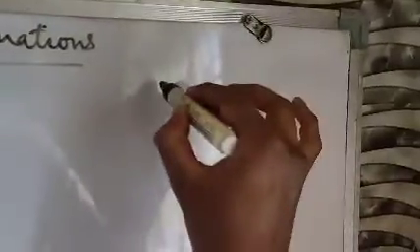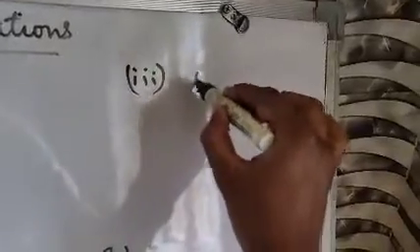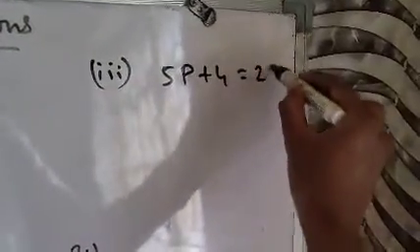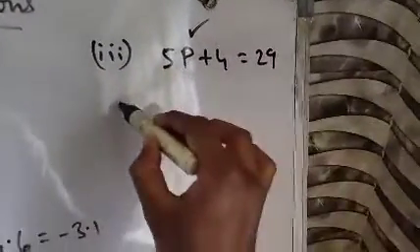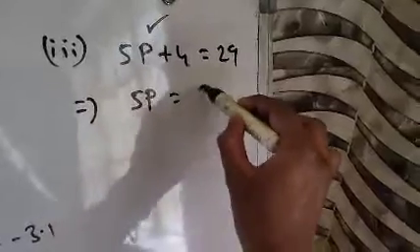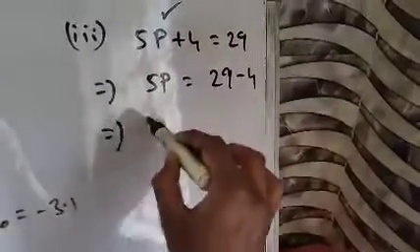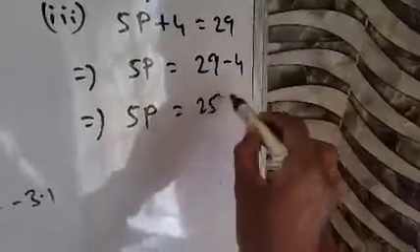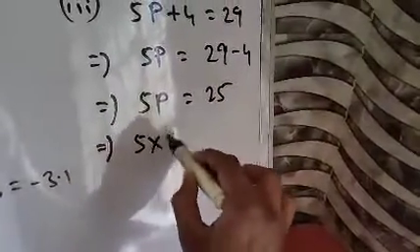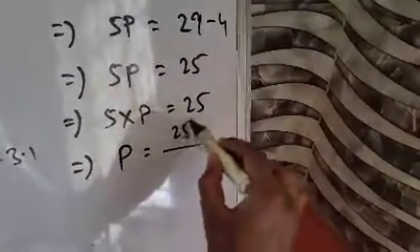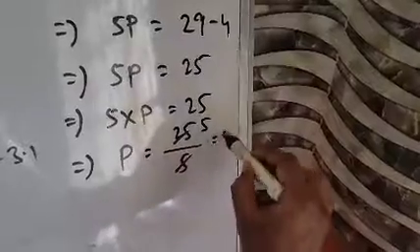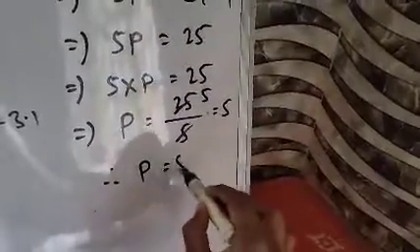Next. Next question, question number 3. Equation is 5p plus 4 equal to 29. We have to find the value of p. So in the same way, we will first transfer 4. So 5p equal to 29 minus 4, that is 25. 5p means 5 multiplied by p. Therefore, find the value of p. Your answer is 5.